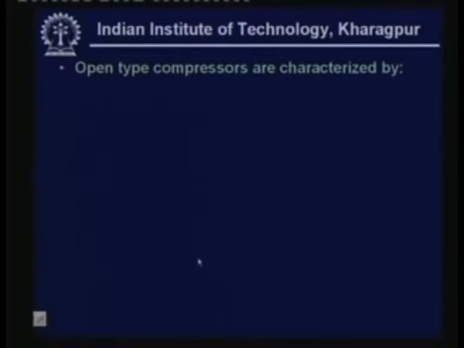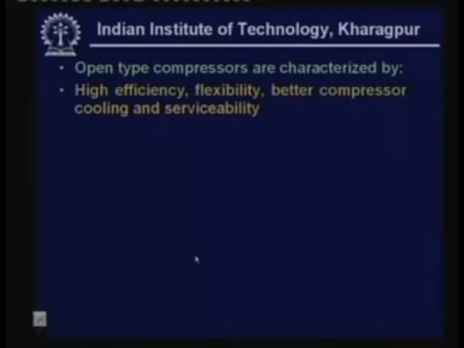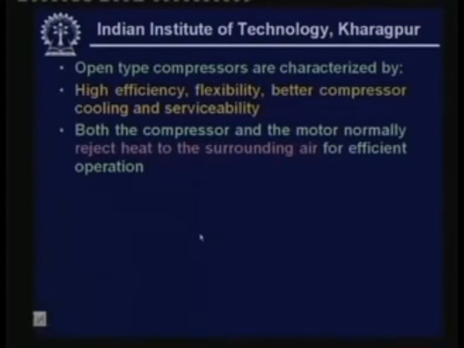So, what are the characteristics of open type compressors? Open type compressors are characterized by high efficiency, flexibility, better compressor cooling and serviceability. Why do we get high efficiency? We get high efficiency because both the compressor and the motor normally reject heat to the surrounding air. As a result, the heat rejection from the compressor and motor do not become a part of the refrigeration load, hence you get higher efficiency.